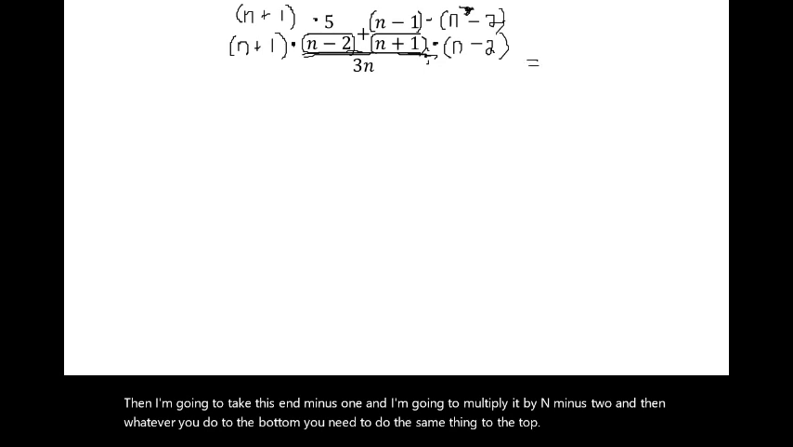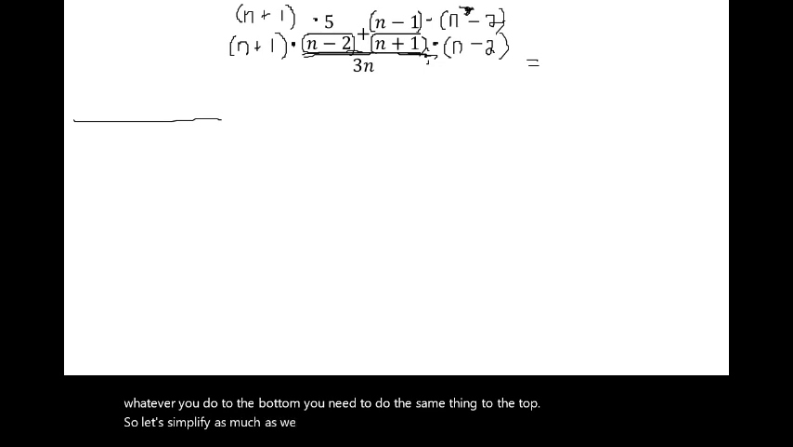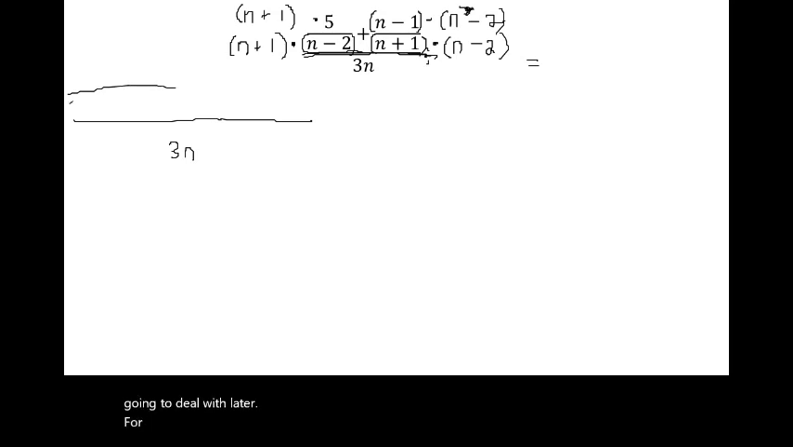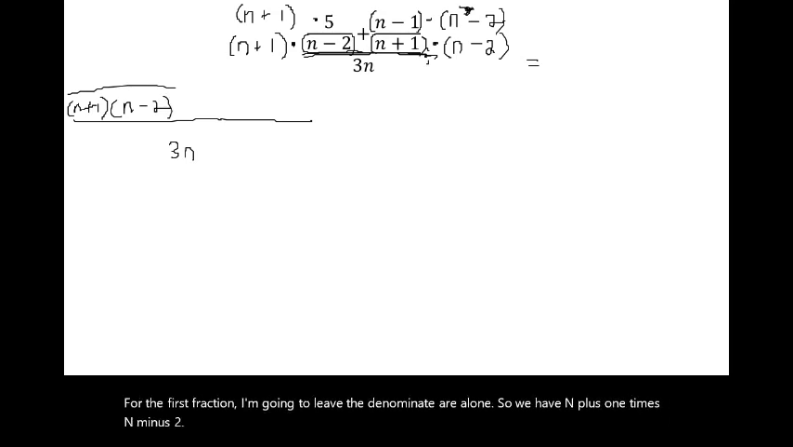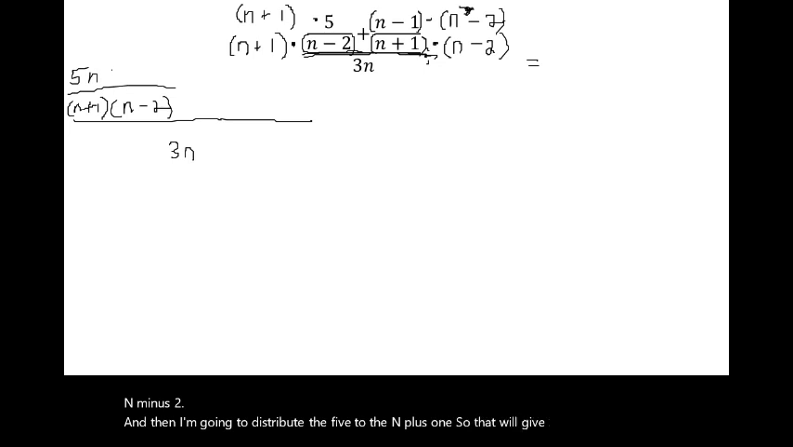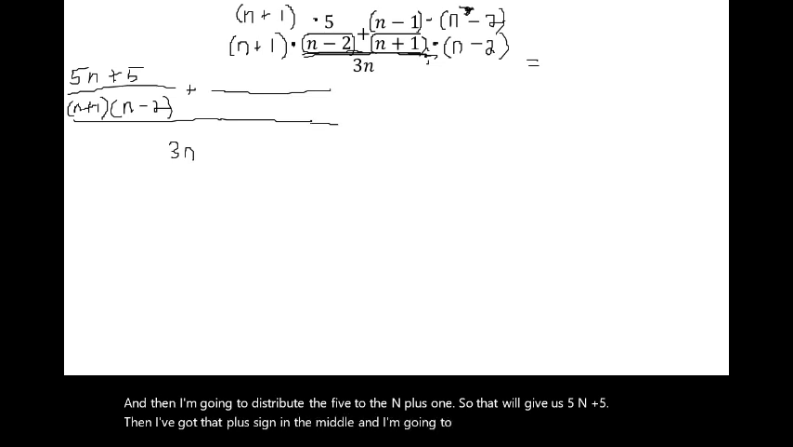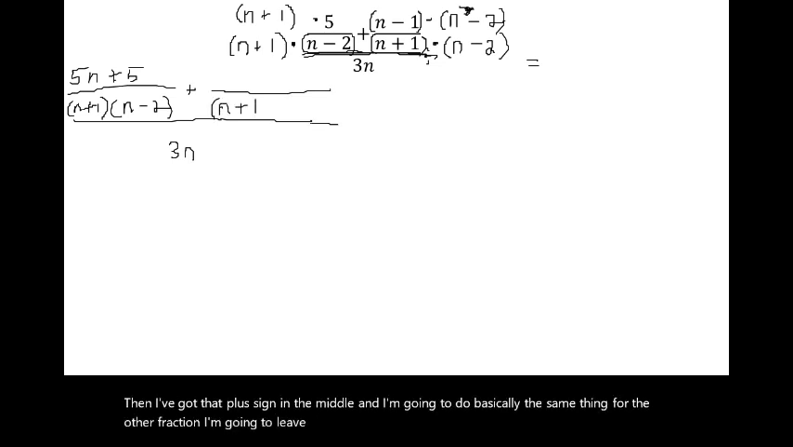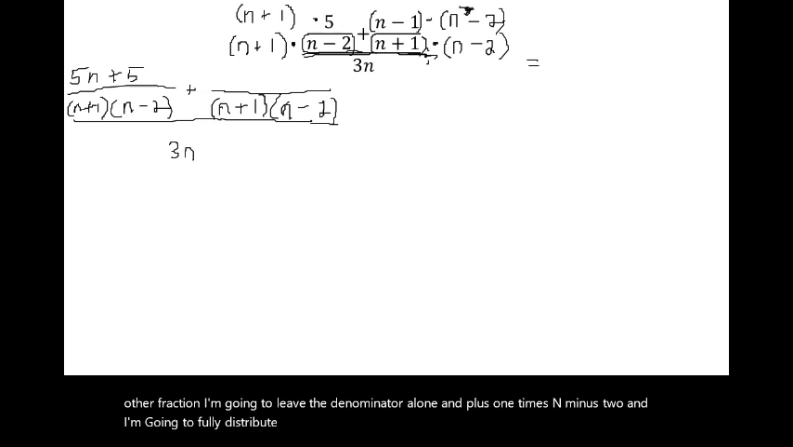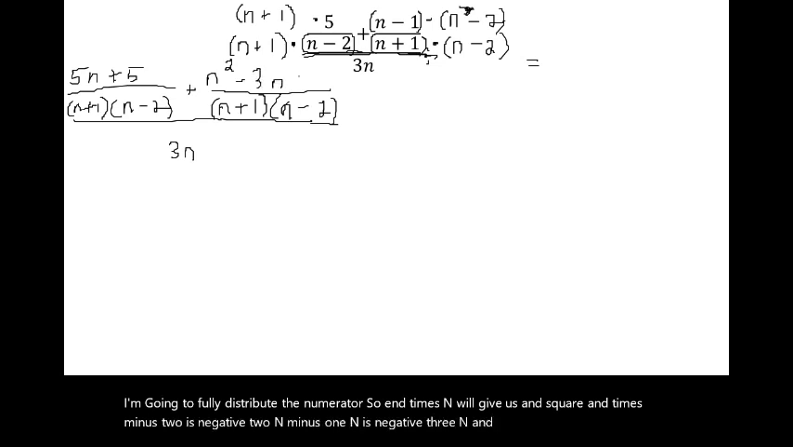So let's simplify as much as we can. Again, remember I've got this over 3n, which I'm going to deal with later. For the first fraction, I'm going to leave the denominator alone, so we have n plus 1 times n minus 2. And then I'm going to distribute the 5 to the n plus 1, so that'll give us 5n plus 5. Then I've got that plus sign in the middle, and I'm going to do basically the same thing for the other fraction. I'm going to leave the denominator alone, n plus 1 times n minus 2, and I'm going to fully distribute the numerator. So n times n will give us n squared. n times minus 2 is negative 2n, minus 1n is negative 3n, and then negative 1 times negative 2 is positive 2.